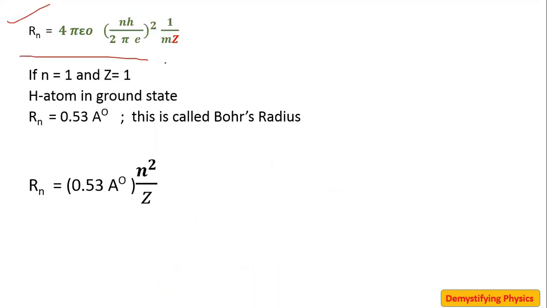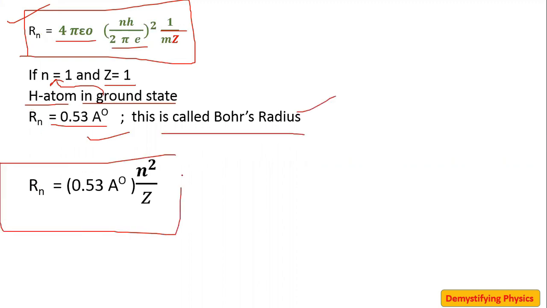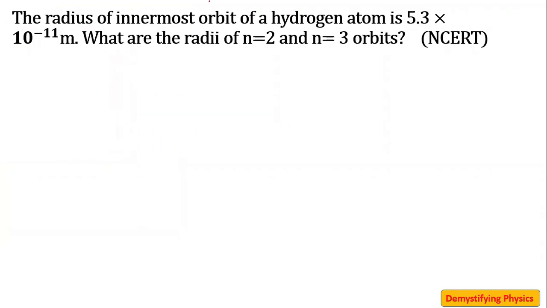This is the general formula of radius. Now consider hydrogen atom in ground state. Hydrogen atom Z is 1 and ground state means n is 1. Put the values n 1, Z 1 and the constants, and if I solve, it is equal to 0.53 angstrom. This value is called Bohr's radius. You can directly use this formula as well, because we have already derived the value of the constant. Okay, now coming to the question.